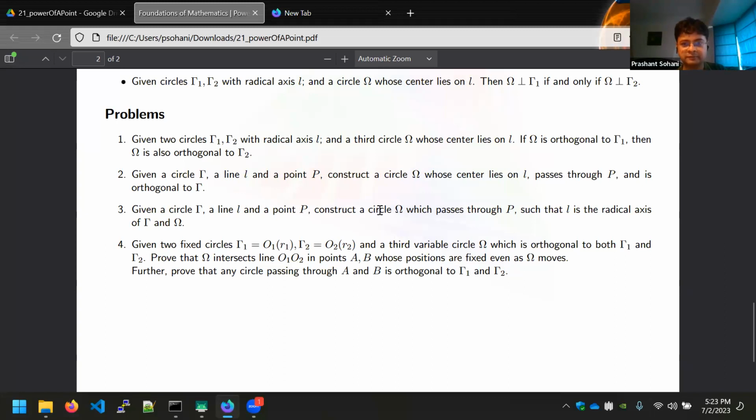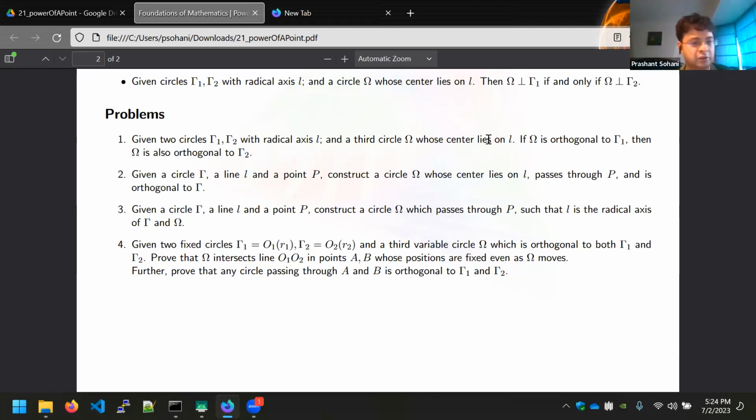What about question 3? Sir, question 3 can be TKP to question 2. Okay, interesting. Let me think about it. Circle gamma, line. Actually, I think you are correct, but I also have to work out the details.